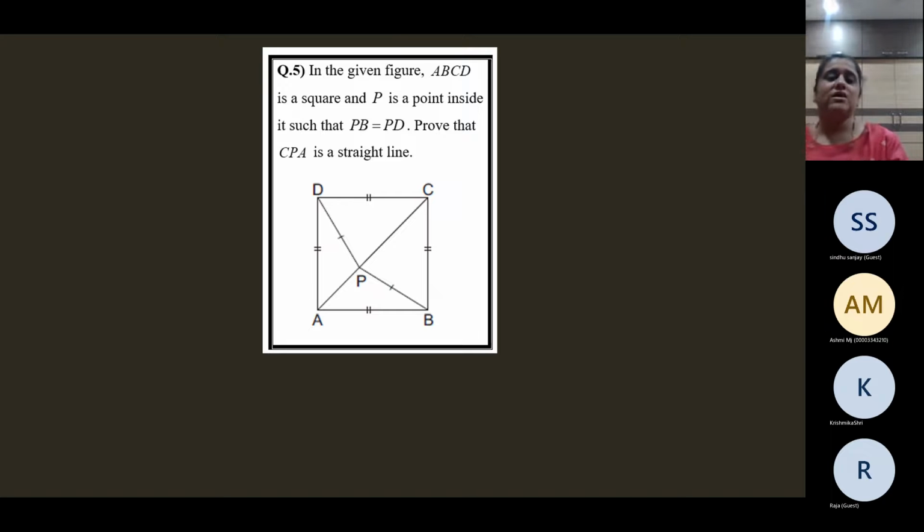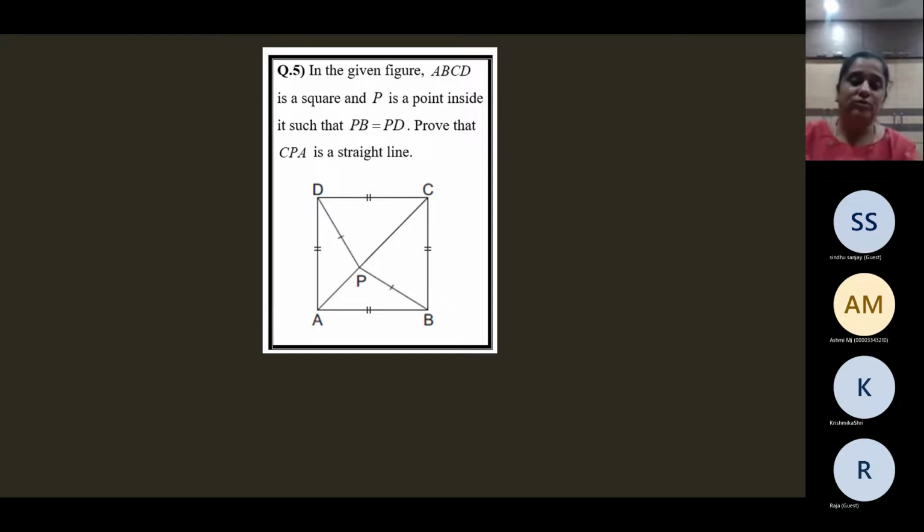Now this one. In the given figure, ABCD is a square. So all sides are equal. P is a point inside the square such that PB is equal to PD. Prove that CPA is a straight line.